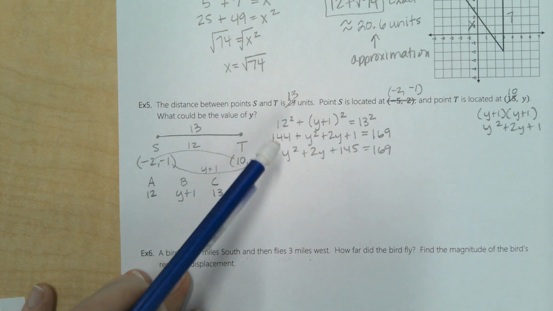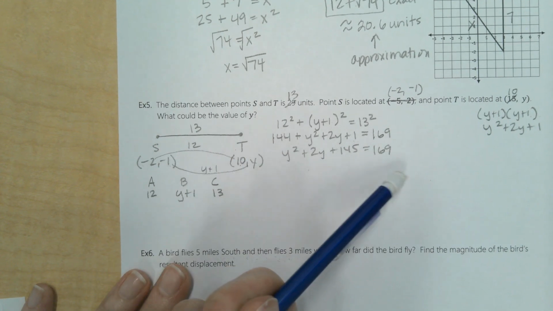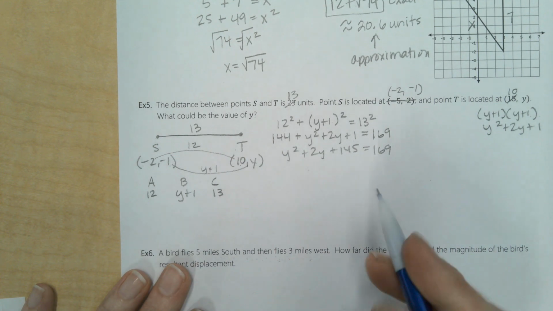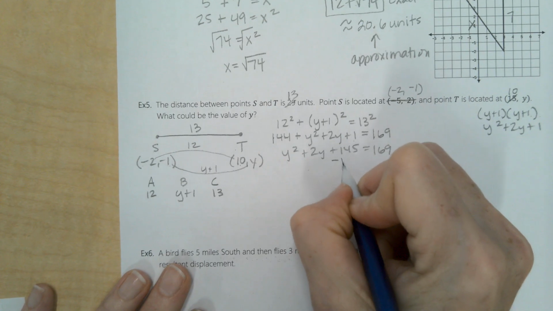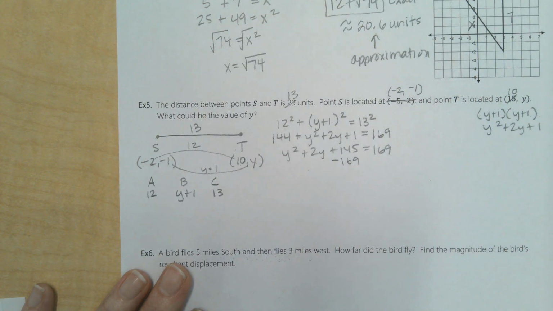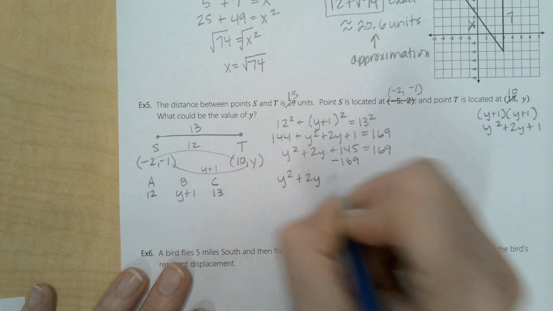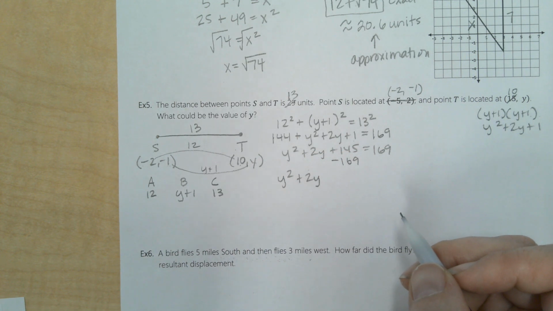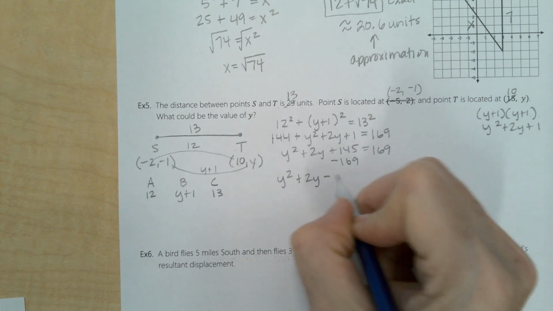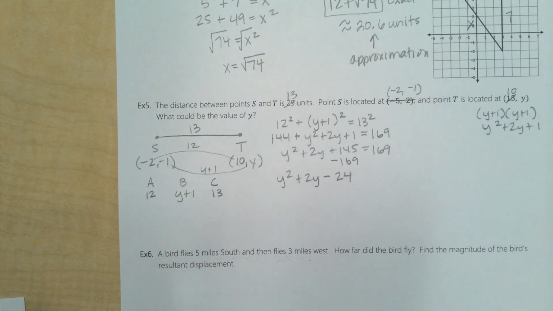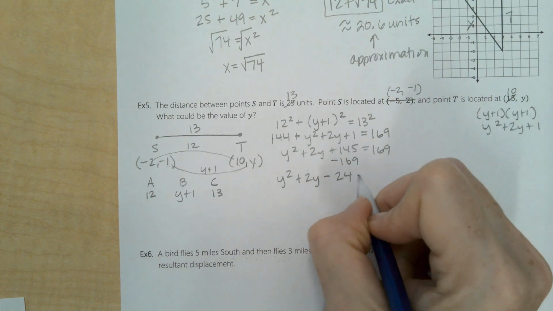And notice I have a quadratic. So I have to get everything to one side. I'm going to subtract the 169 because I need to make it equal to 0. So y squared plus 2y, 145 minus 169, negative 24, equals 0.